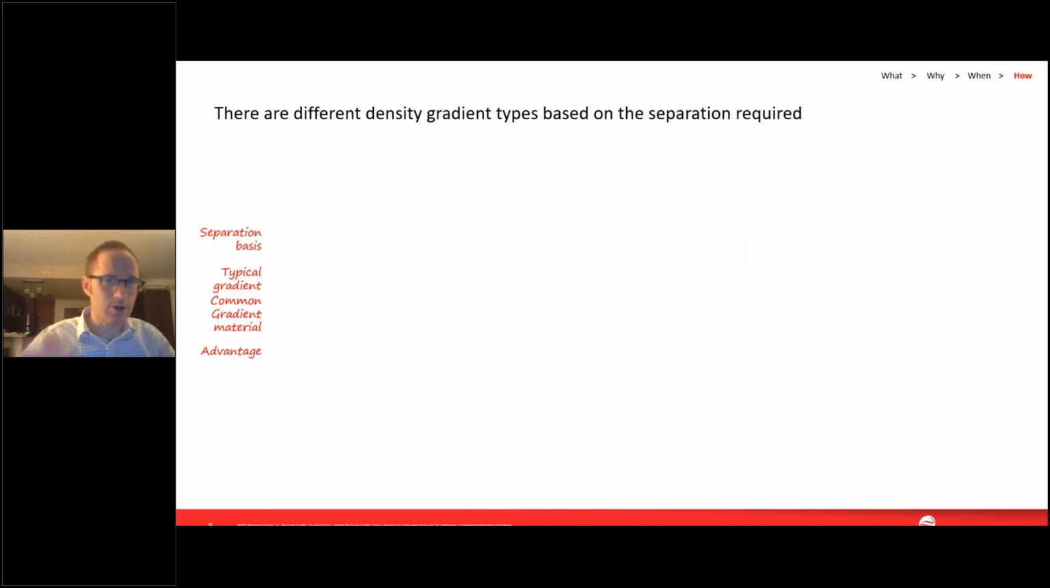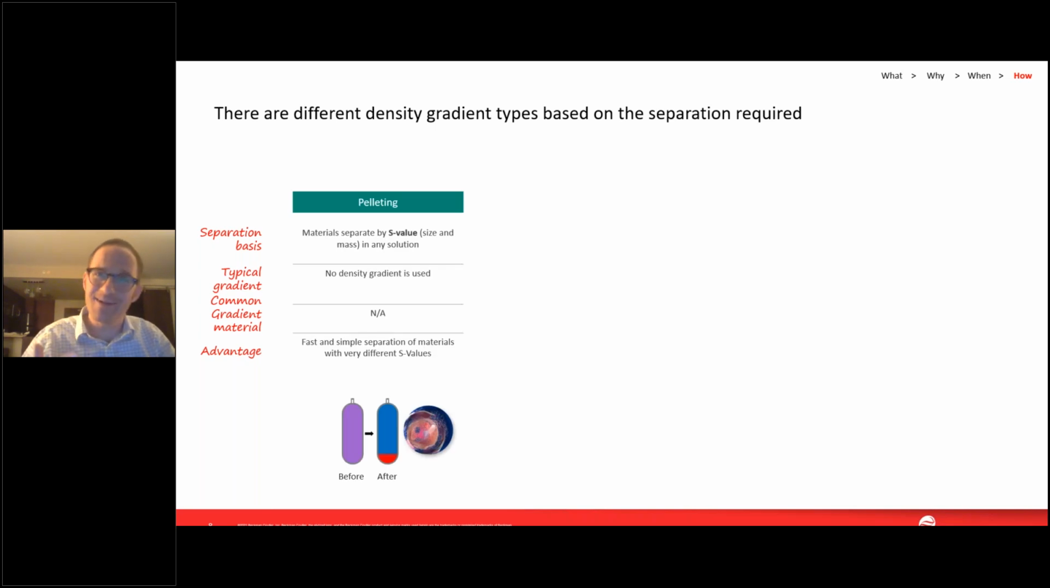And I think to start us off, it's helpful to ground us on actually not a density gradient, but pelleting, right? The most commonly used centrifuge method is pelleting. Materials separate by S value, which is their size and their mass, as they sediment to the bottom of the tube. Right? There's no density gradient that's used. I have a picture of a blood cell there, right? This is fast and simple. This is commonly used for cell harvest or for separating cells. This is how centrifuge started, right? It was separating milk and kind of the heavier milk solids from the whey.